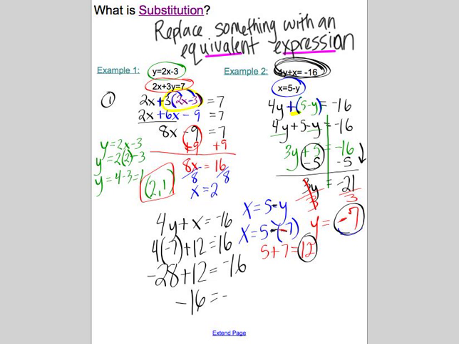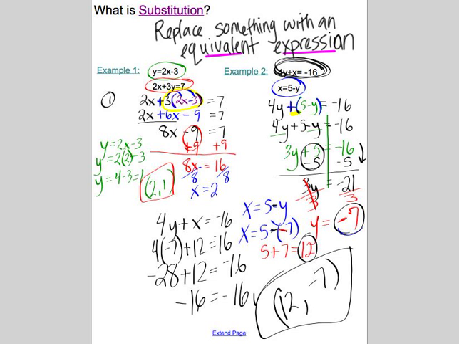Negative 16 equals negative 16. I am good. The correct solution is 12 for x, negative 7 for y. So I put them in an ordered pair, and there's my answer to the system. So huge mistakes happen with the parentheses in a problem like example 2. And in example 1, it's more often where we're substituting. So carefully think who is getting replaced.